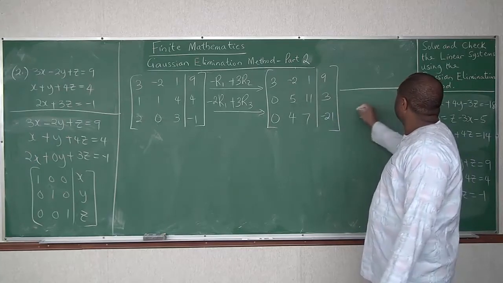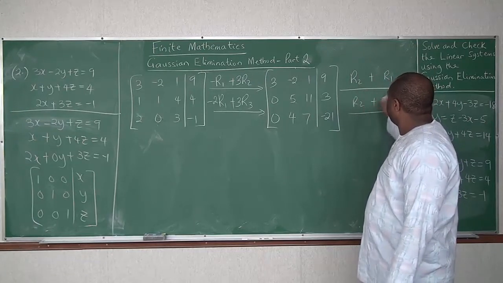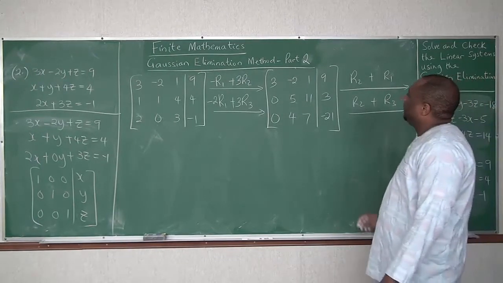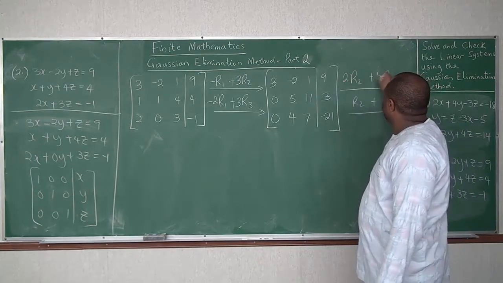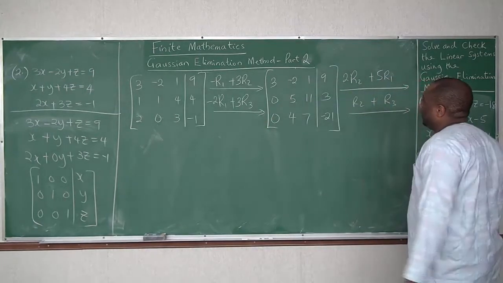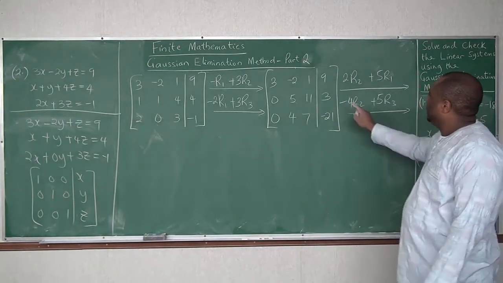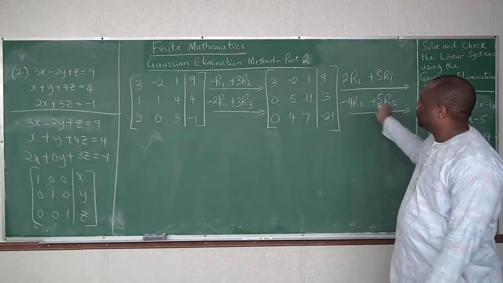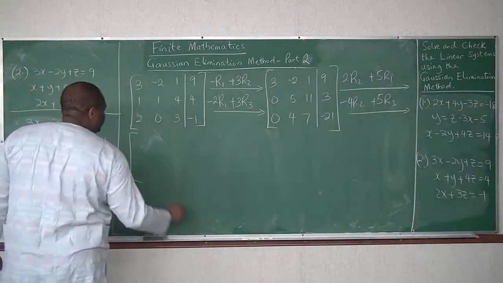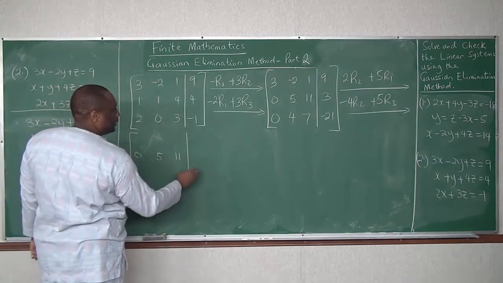We've used row 1. Now let's use row 2. R2 plus R1, then R2 plus R3. Okay, let's fix the operations. This will be 2R2 plus 5R1. 2 times 5, 10, plus -10, 0. And this will be -4R2 plus 5R3. -4 times 5 is -20 plus 20, 0. So let's proceed. Okay, folks, what row does not change? Row 2. We write it first. 0, 5, 11, 3.